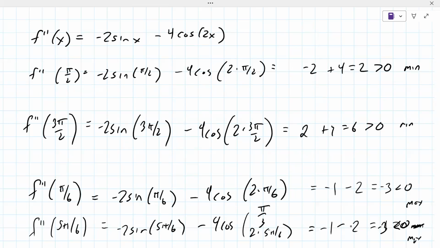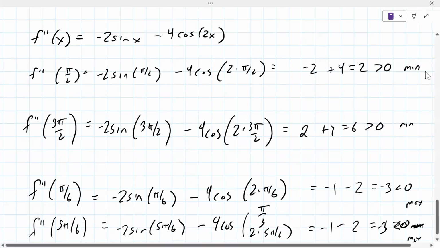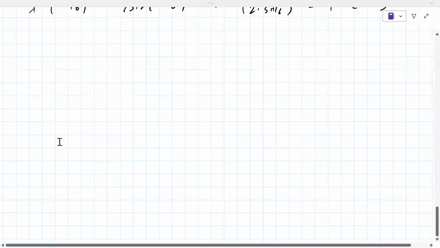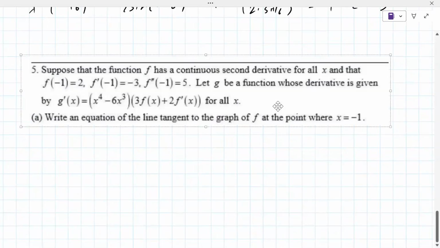So 5A is a tangent line. We'll look at 5A. This one's a little deceptive because there's so much going on. You might think that it's more complicated than it actually is. It wants the tangent line of f.